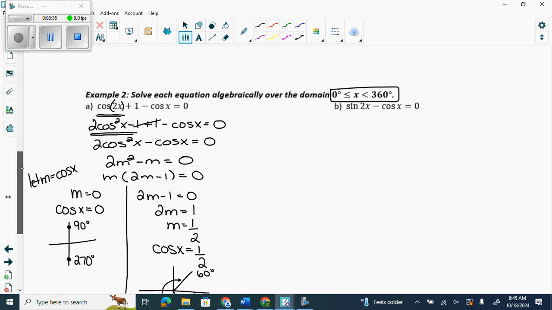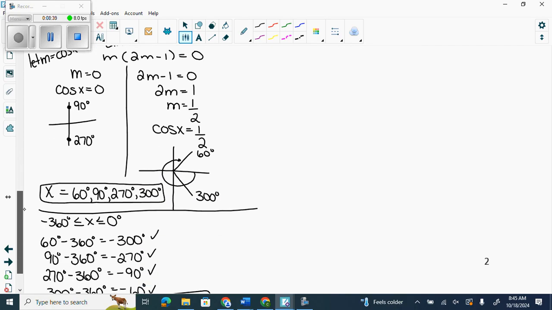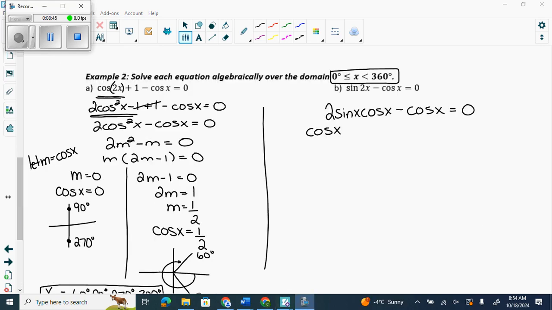Now this one's a sine 2x. You only have one option. See what you can do. See if you can figure it out. It's a little bit different. It's not a trinomial factoring or anything. Cos x, replace this with sine. 2 sine x minus 1. You could do that, correct?